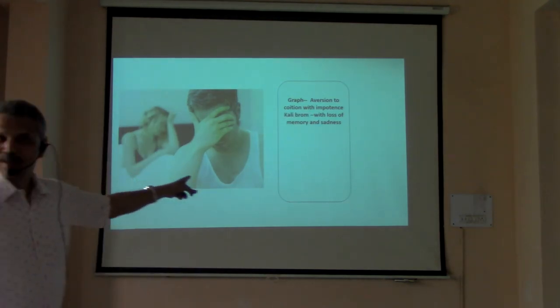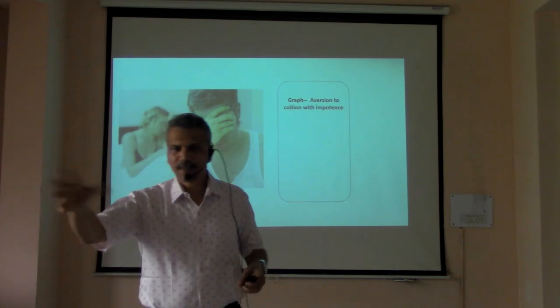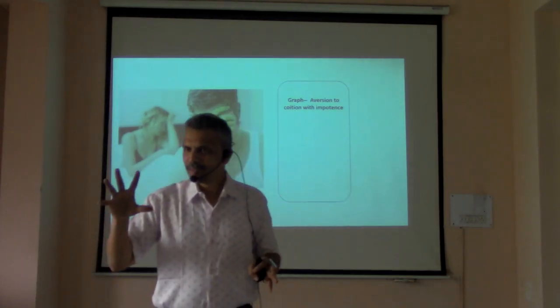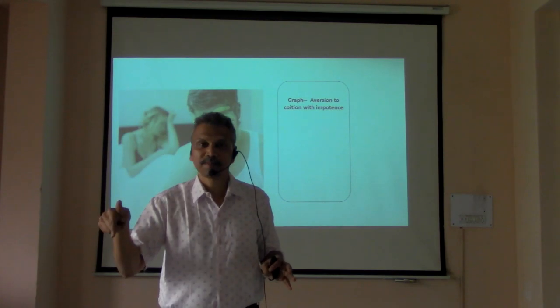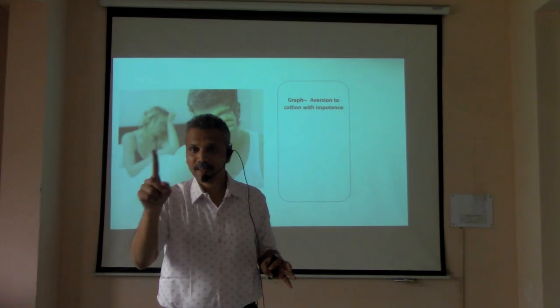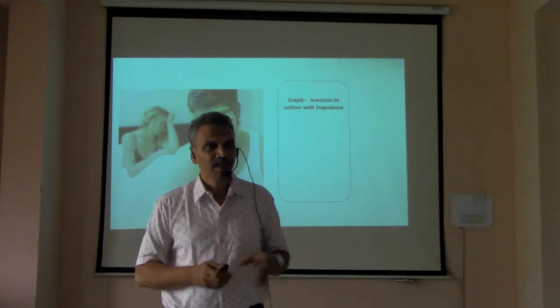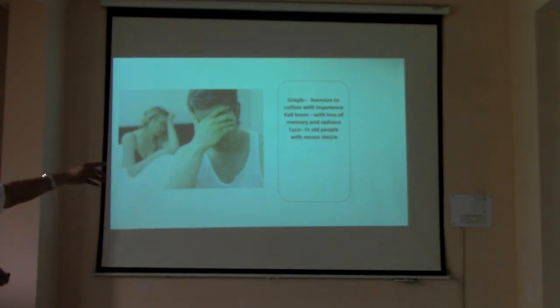See, Kali bromatum, I wanted to tell you about Kali bromatum. It is again something like Onosmodium. Kali bromatum will have a lot of sadness with impotency. Loss of memory with impotency, the single remedy is Kali bromatum. Sadness with impotency, Kali bromatum. You have many more remedies. Lycopodium in old people with excess desire. This is what I wanted to bring to your notice.